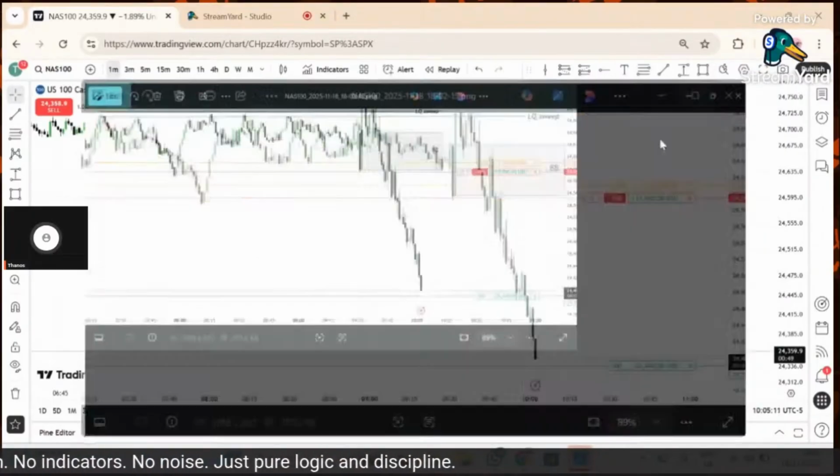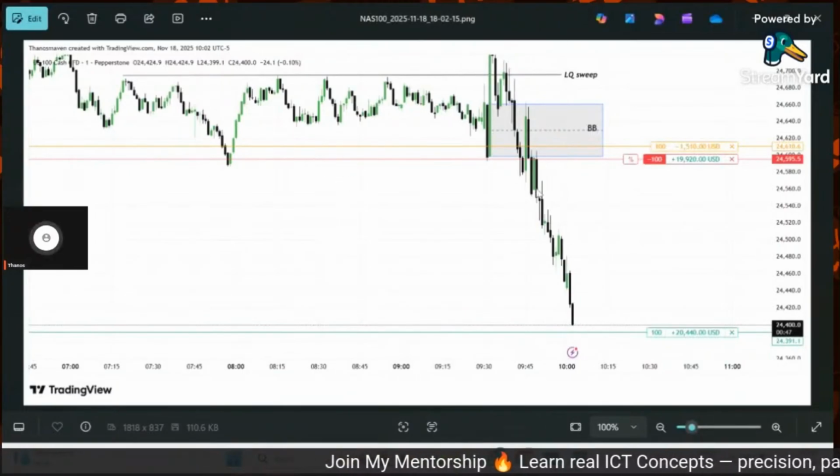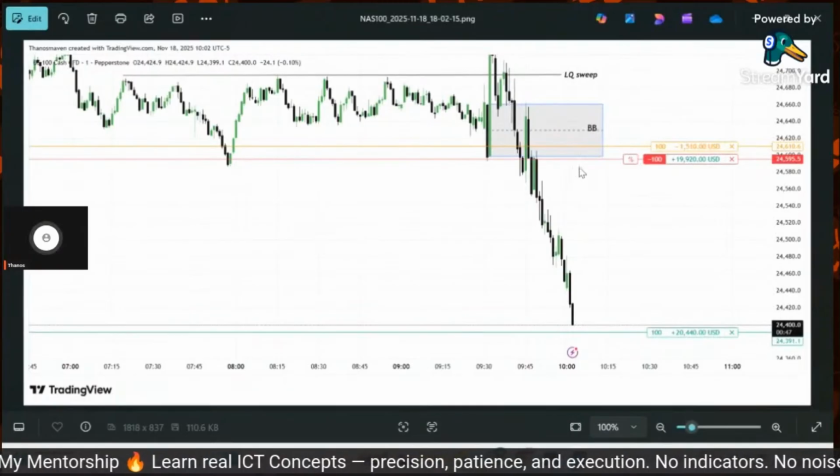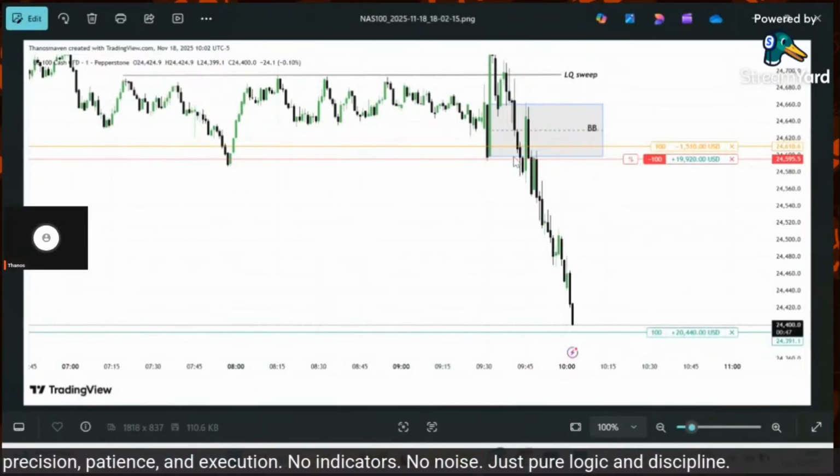So this is the trade that I took just right now. TP has been hit already, and let me explain the concept that I used to take this trade. So I usually take a screenshot for my journaling. If you hear there's too much wind, you guys just bear with me. I'm seated somewhere where there's a lot of wind.